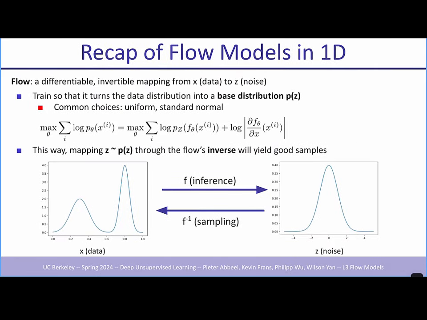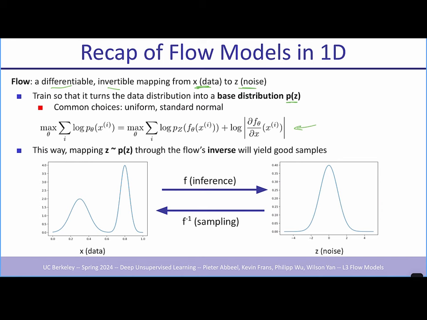Okay, quick recap of flow models in 1D. A flow is a differentiable, invertible mapping from X, which is the data, to Z, which is your noise space. You train it so that it turns a data distribution into a base distribution P_Z. The common choices for P_Z are uniform or standard normal. This is the objective you optimize.